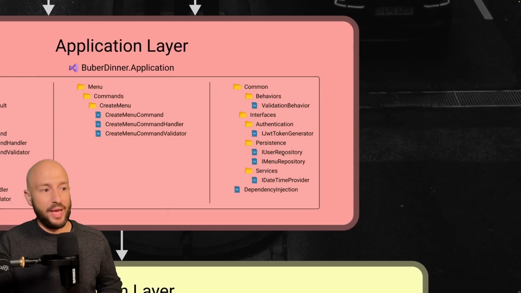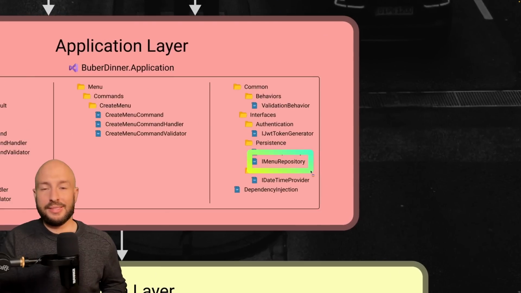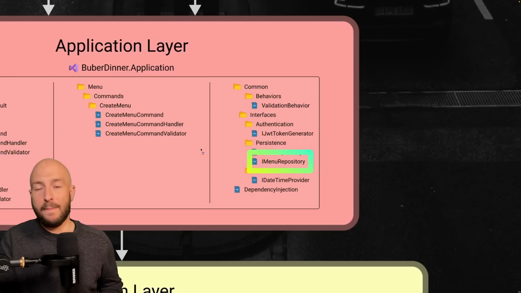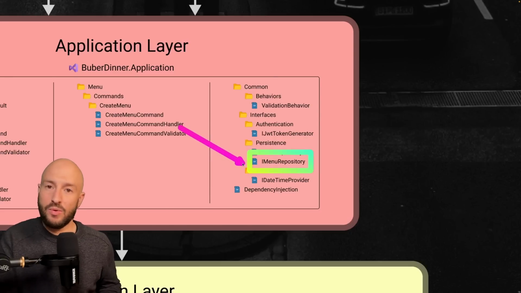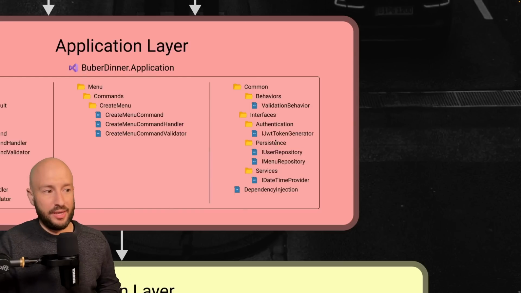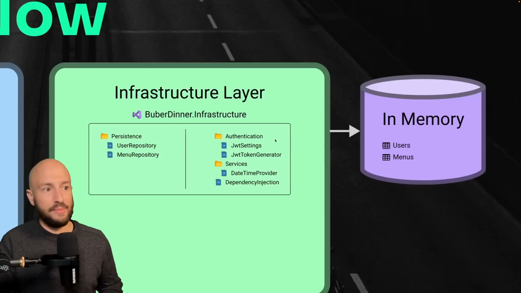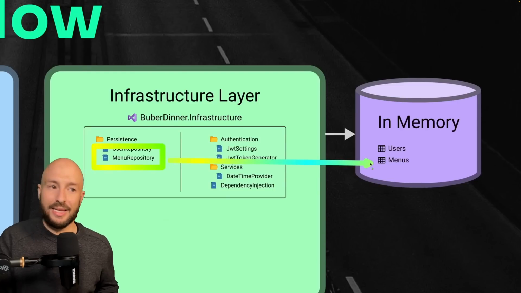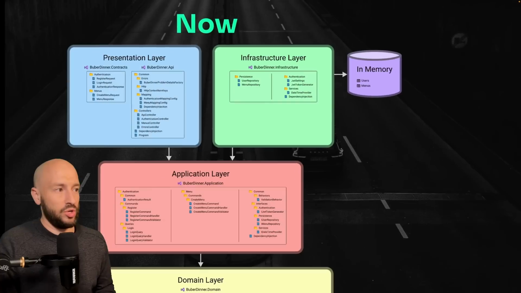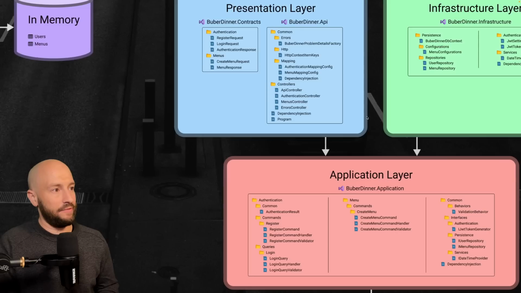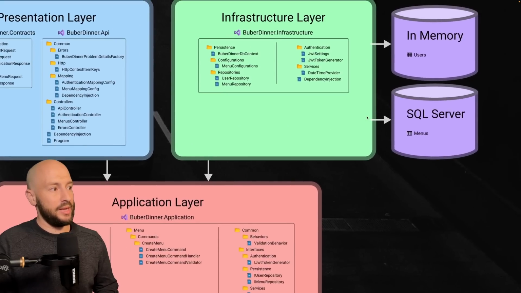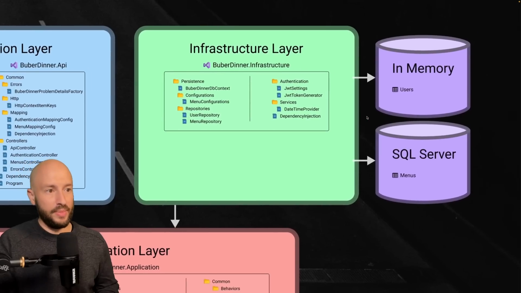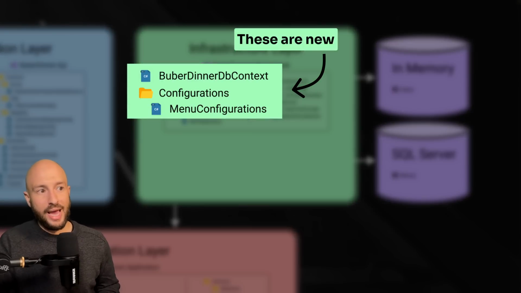Then in the application layer, we have the menu repository. That is how the application layer can actually manipulate the list of menus. So for example, when we create a new menu, we use the add method in the IMenuRepository interface, and the implementation sits over here inside the infrastructure layer. So we have the menu repository, and the menu is sitting over here in memory. And what we're going to do in this video is, instead of using the in-memory database, use a SQL Server.